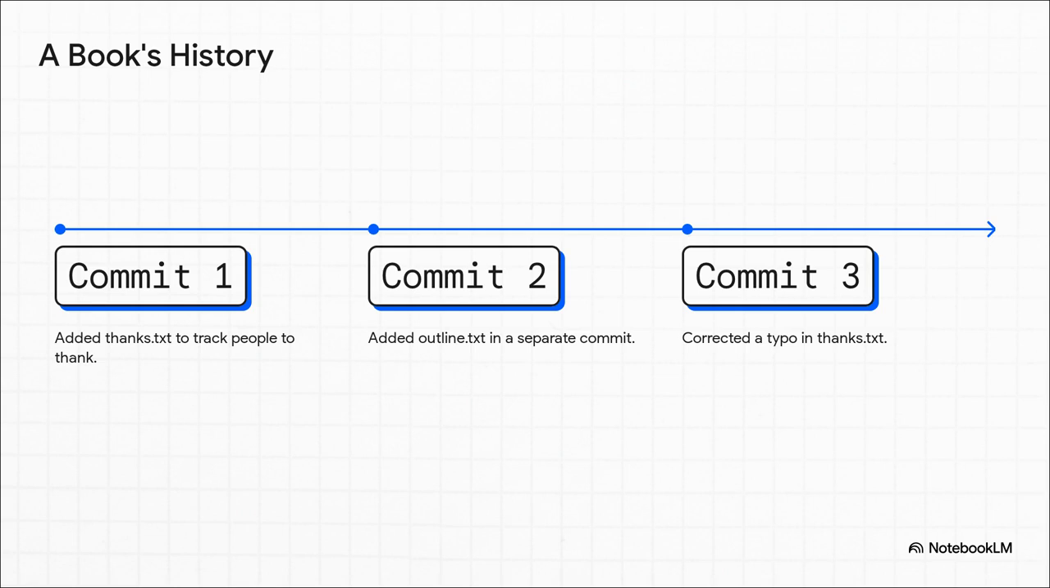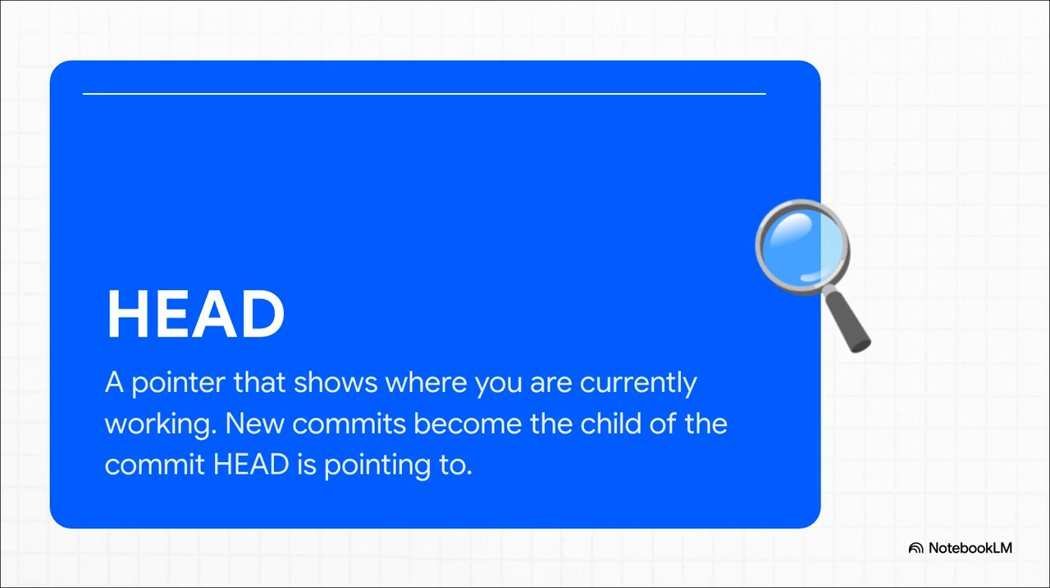This is exactly why small, focused commits are a best practice. Because think about it, if we later decide that typo fix was actually a bad idea, we can undo just that one commit without messing up the outline we added earlier. It's like a superpower. But how does Git know where the next commit is supposed to go?